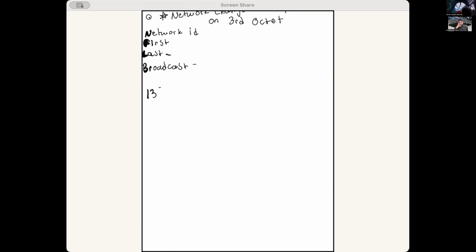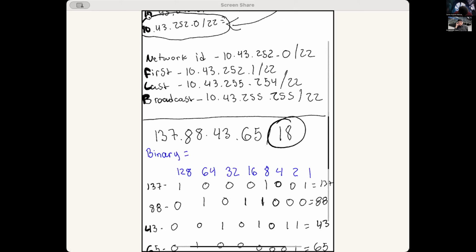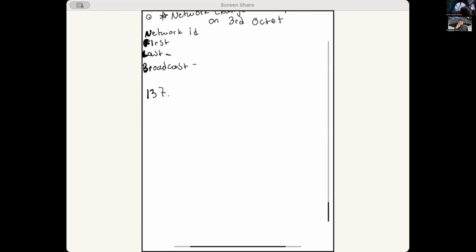137.88.65.0/18. Thank you. Okay, so this third octet, does that fall within 64? That's what you've got to ask yourself when you're doing these problems. Does that fall within 64? Yes, it does. So we know that we're going to get 137.88.0.0.